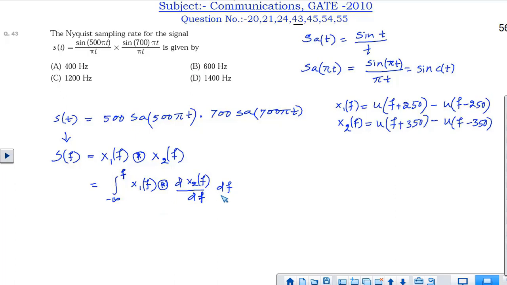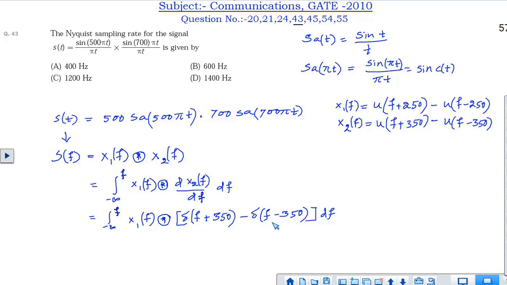Here we have differentiated X2(f) with respect to f. As this is a unit step function, its differentiation will simply be an impulse function. So the differentiation of X2(f) is simply δ(f+350) minus δ(f−350), which is in convolution with X1(f), and the integration remains as it is. By applying the property of convolution with an impulse function, we can simply represent this as X1(f+350) minus X1(f−350). The integration will be from minus infinity to f, with respect to f.